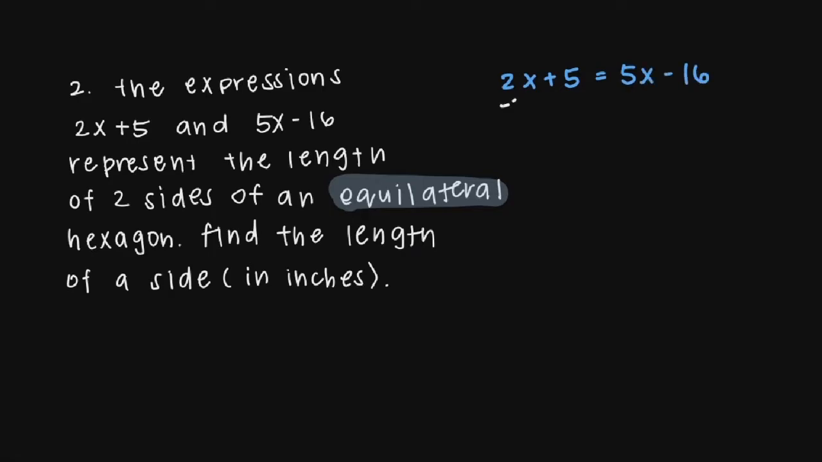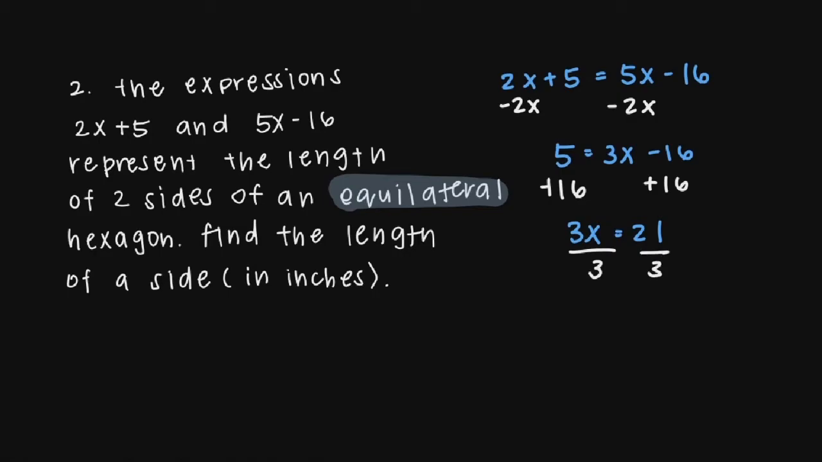And then to solve, we're going to move all the x's to one side. So we get 5 equals 3x minus 16. Then we're going to move the numbers to the other side, and we get 3x equals 21. And then divide by 3, and we get x equals 7.